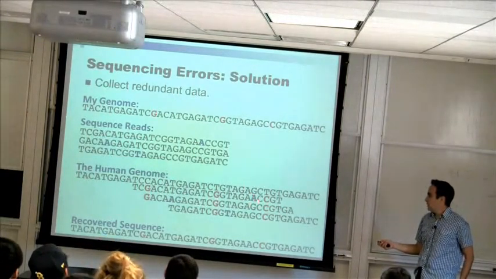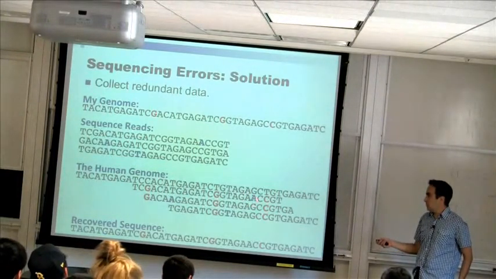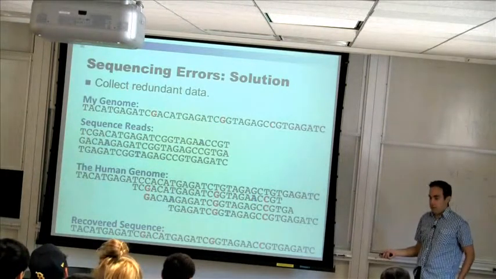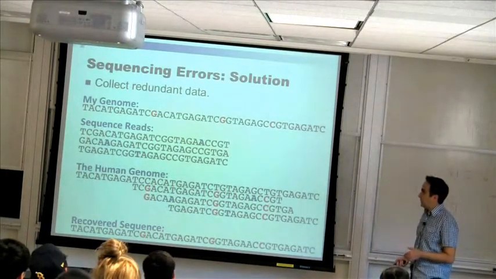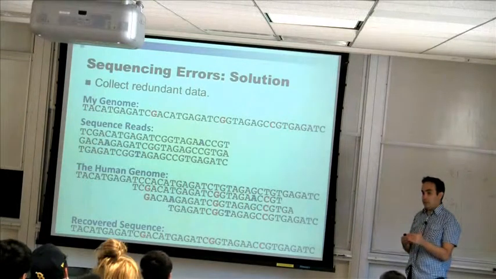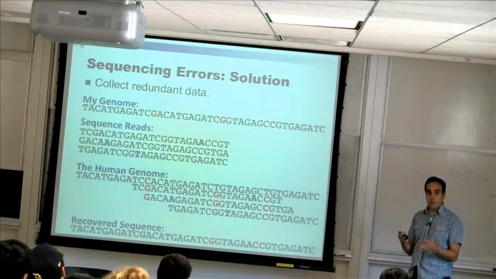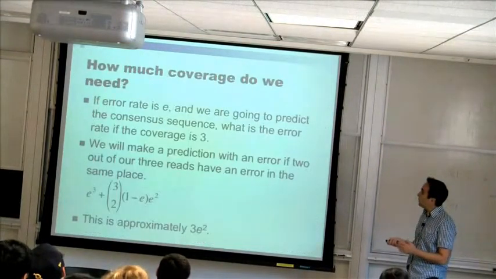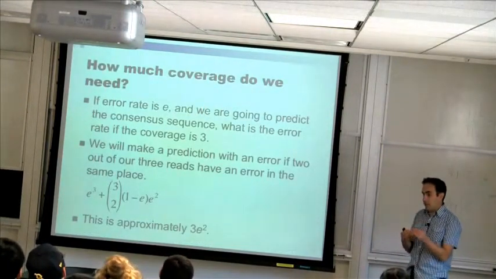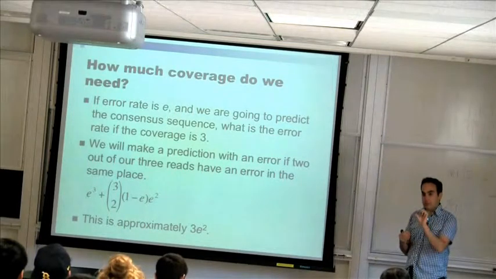Of course, just by chance we could have more than one error. If we had two, both of these had an error, then we'd be wrong. So you can think about what that means: how many examples you need to have compared to your error rate in order to do that. That's something called coverage. So how many times do we read a certain position?